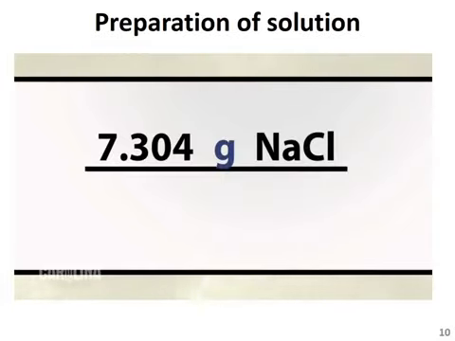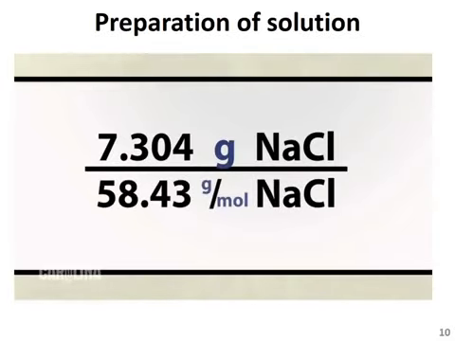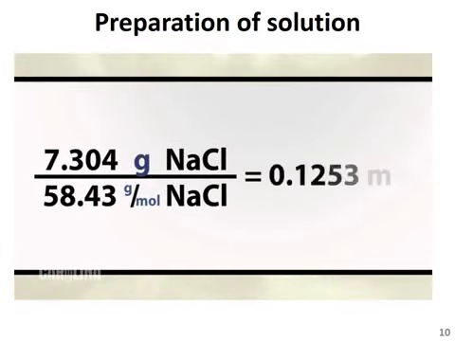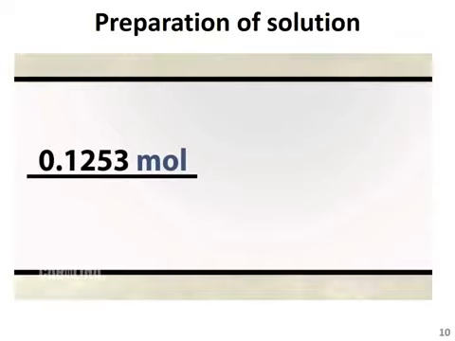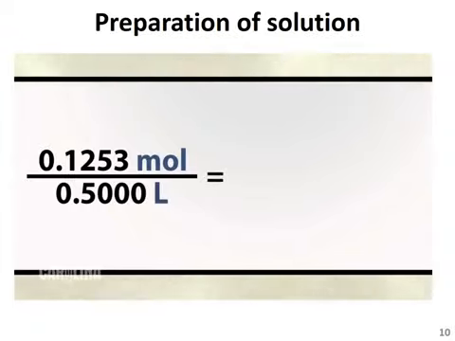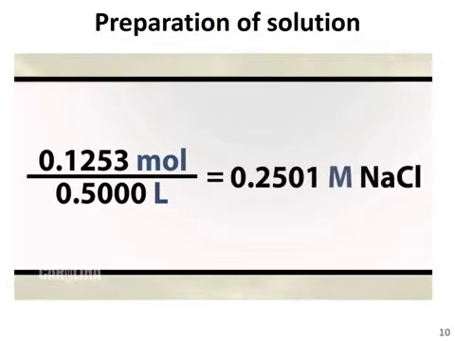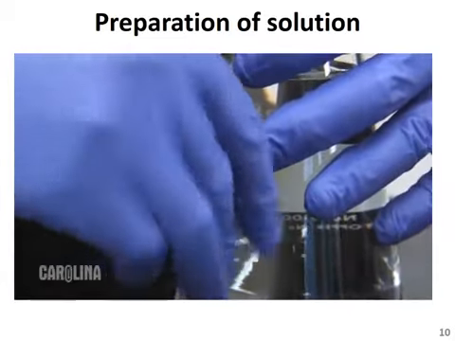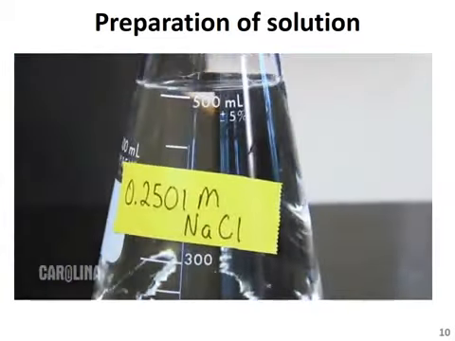We now must determine the exact concentration of our solution by taking the mass that we measured out and dividing by formula mass for sodium chloride, 58.43 grams per mole, which gives us a total number of moles in our solution of 0.1253 moles. We can then take this number and divide by our volume of 0.5000 liters to give us a total exact concentration of this solution of 0.2501 molar sodium chloride. This value and the contents of the solution should be clearly labeled on the chosen storage container for laboratory safety protocol.